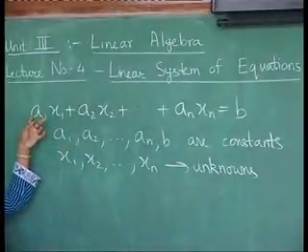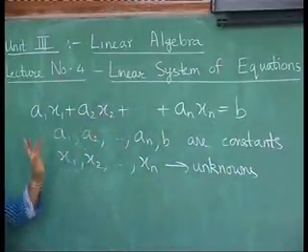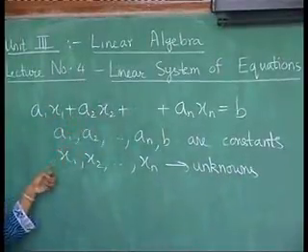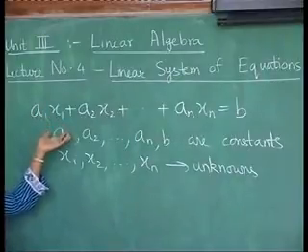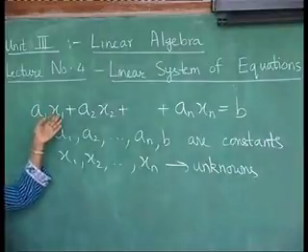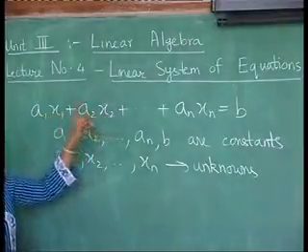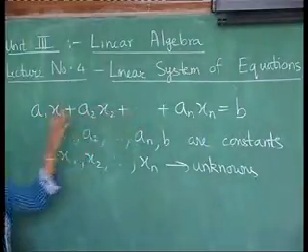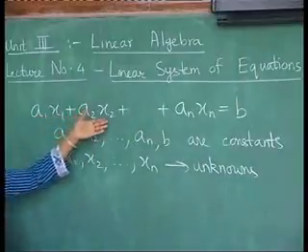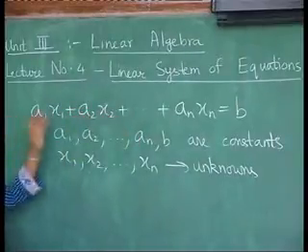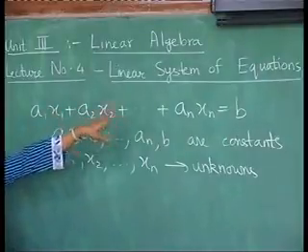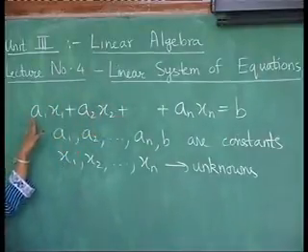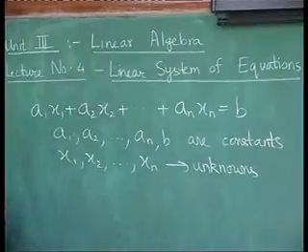Any such equation where a1, a2, ..., an and b are constants and x1, x2, ..., xn are unknowns is called a linear equation. We call it a linear equation for obvious reasons because all the unknowns appear up to degree 1. There are no square terms, no square roots anywhere. There are no products of the unknowns. So all unknowns appear up to degree 1. Such an equation will be called a linear equation.